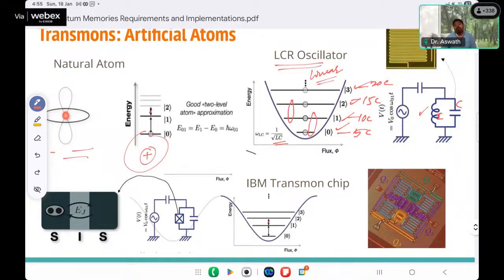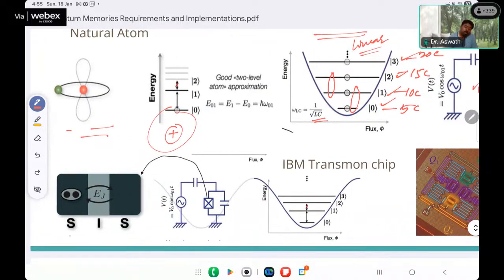They did try different methods, but what they interestingly saw is when you replace an inductor with a superconducting material and insulator sandwich, it is called a Josephson junction, JJ junction. If I replace it, what happens? The non-linearity is introduced between these states. This Josephson junction acts like an inductor, you see.